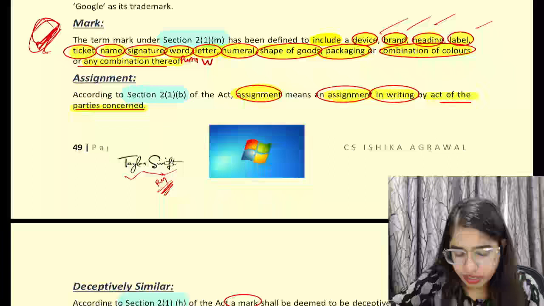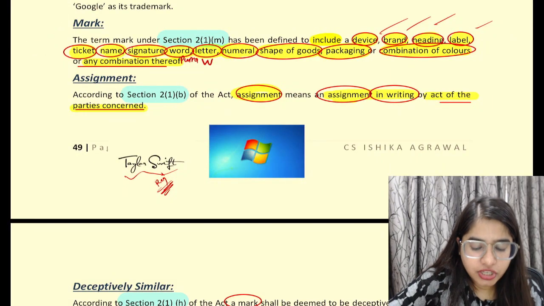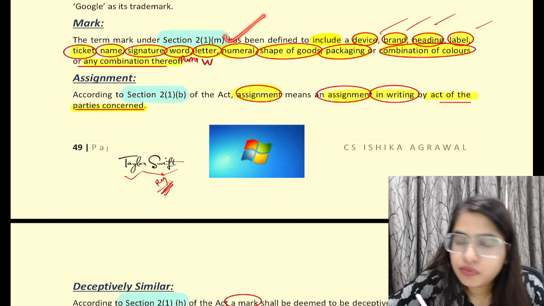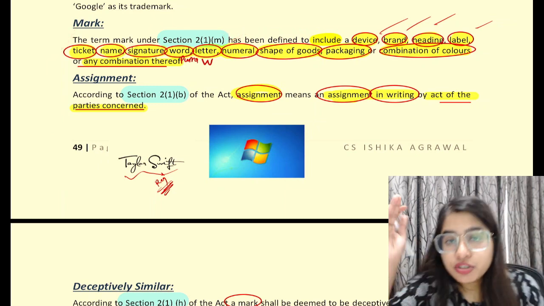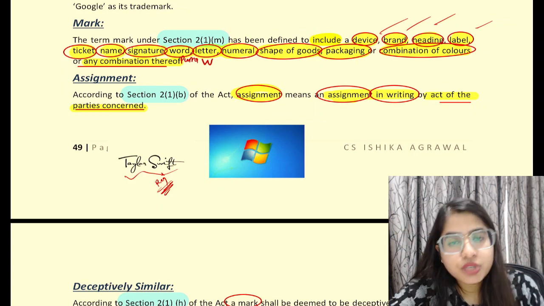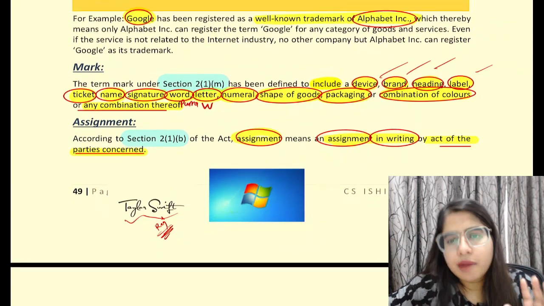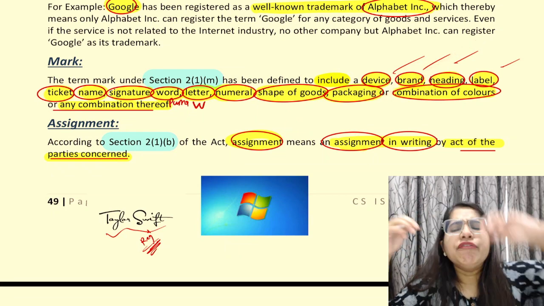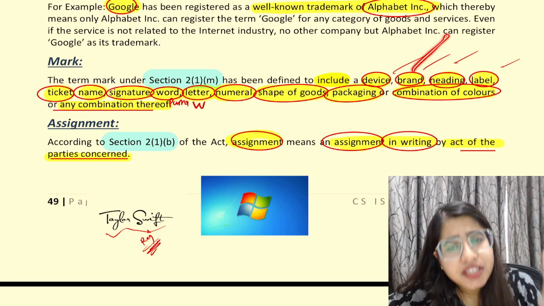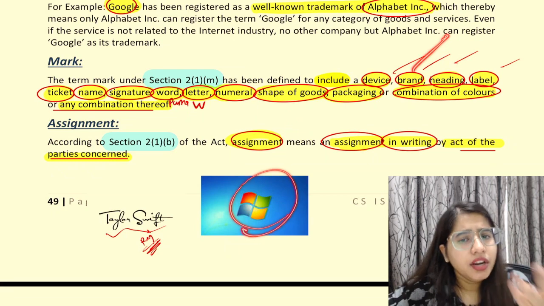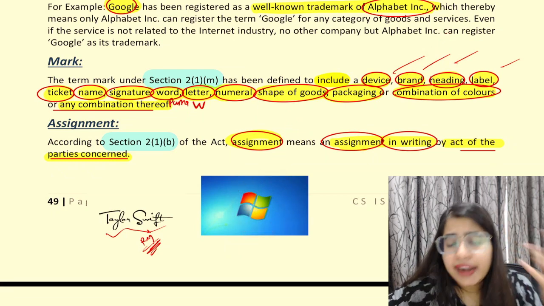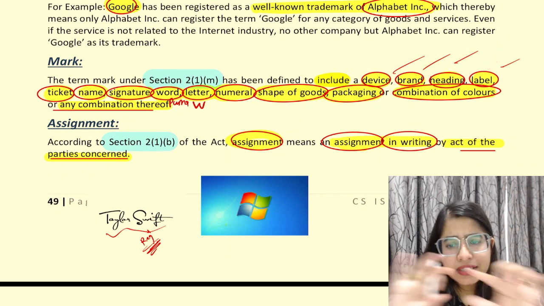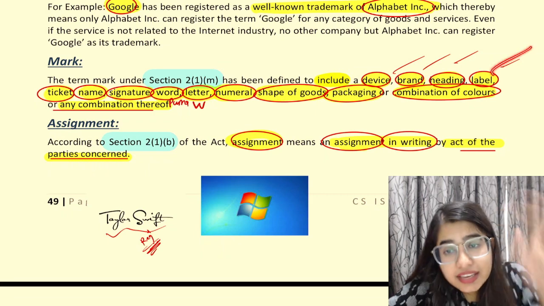So now please come to the next page, page number 49, and here you will see in section 2 clause 1 clause M, the word mark is defined, because trademark means a mark, right. So the question is what is mark. I have already told you, but once again see, anything can be mark, everything will come here. What is mark? Device, like I gave you this Windows example, device can also be a mark. Brand can also be the mark. Any heading can also be the mark. Label means anything written on a piece of paper, anything can be a mark.